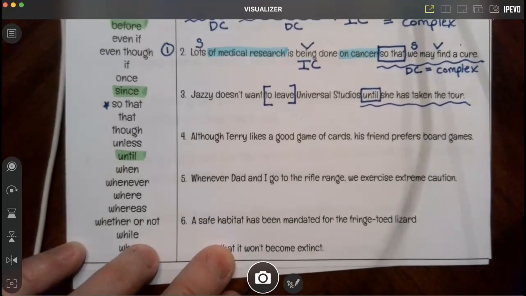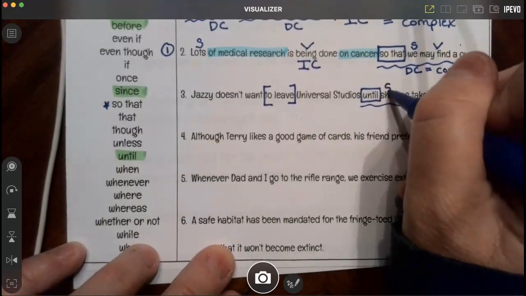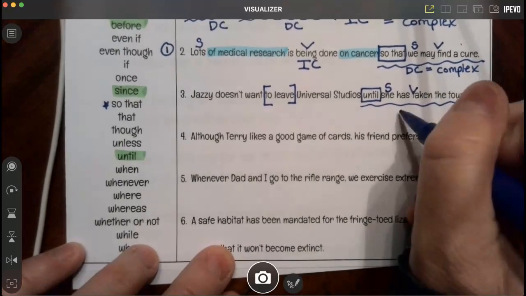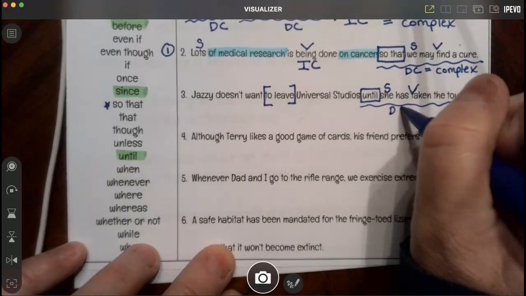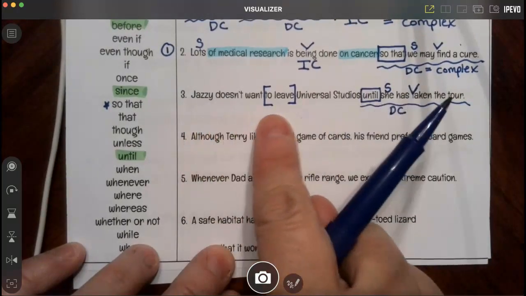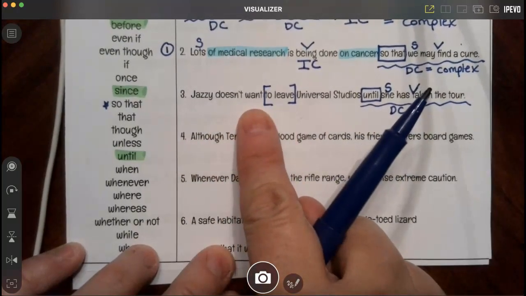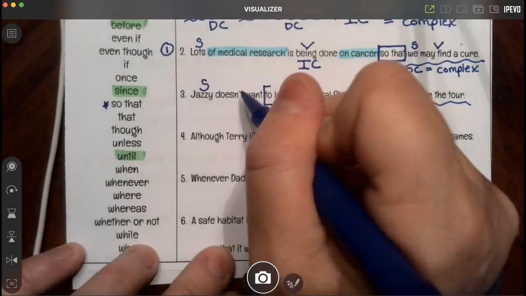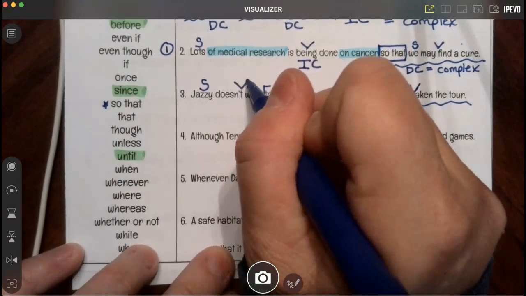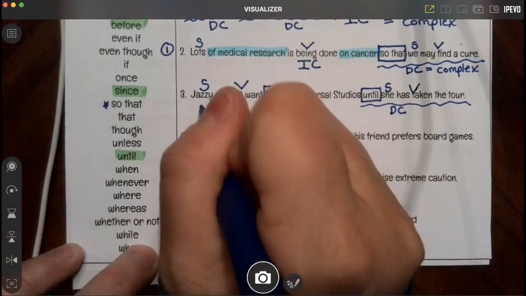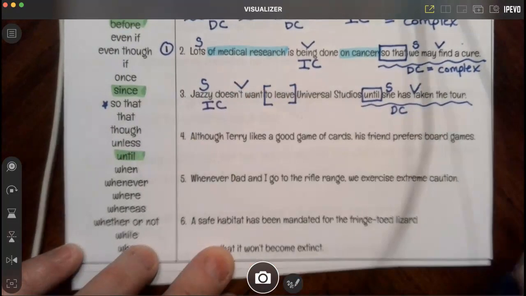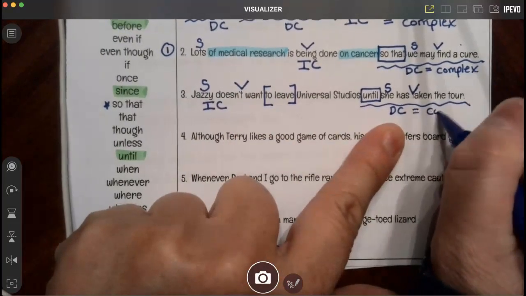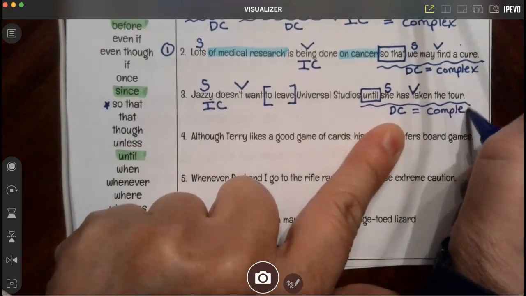So within that clause, she is the subject. And what did she do? She has taken. So there's my dependent clause. Let's go look at what's left. Jazzy doesn't want. Well, Jazzy is the subject, and these two work together. Does want, or doesn't want, acts like my verb in the independent clause. And an independent clause with a dependent clause is a complex sentence.